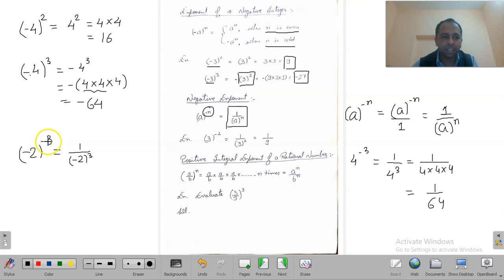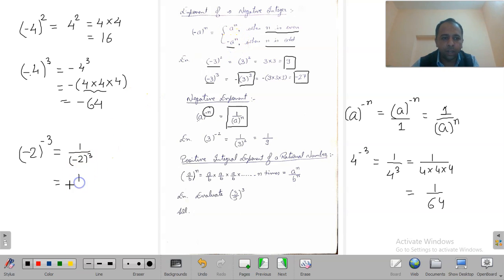Remember, only the exponent will become positive, but the base minus 2 will remain the same. The base will not become positive. Only the exponent value will become positive. Now come to this concept. Now what do we have? We have an exponent of a negative integer. Now look at the exponent value. The exponent value is odd. 3 is an odd number. So it will be minus of a to the power n according to this concept.